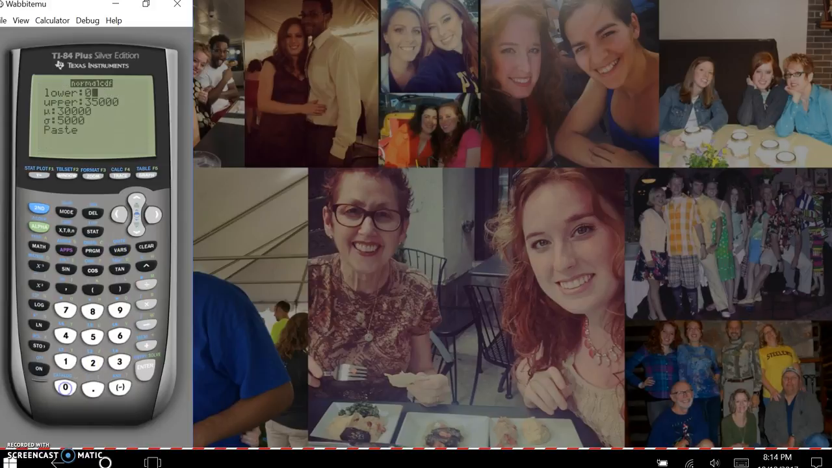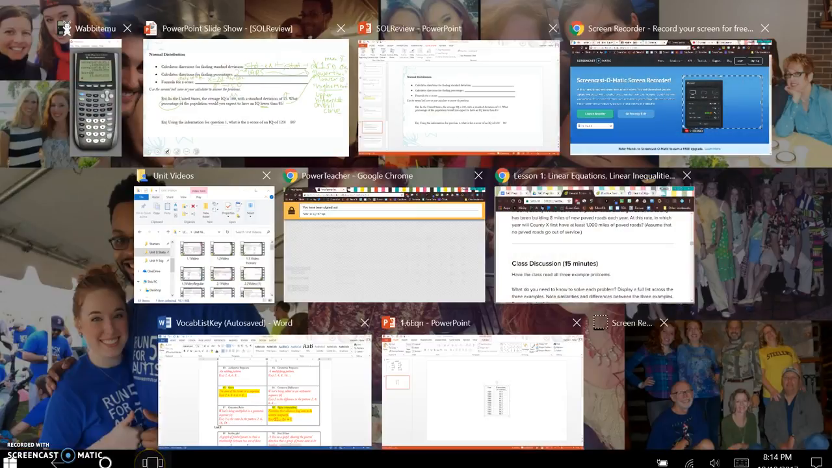So it says lower than, so 0 is my lower, and then 85 is my upper. The mean is 100, and then the standard deviation is 15. So I'll go down and I hit paste. So then I times it by 100. So I get 15.8 or 15.9 if I round it.